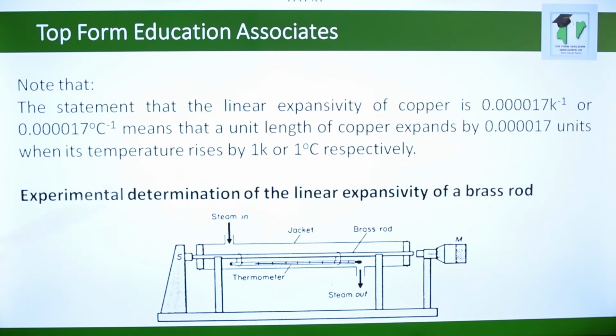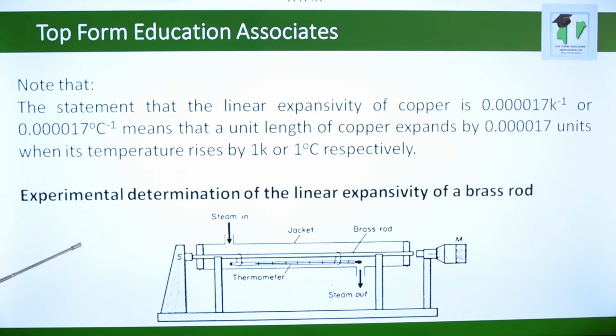So sometimes they may ask you, what does it mean by the statement that the linear expansivity of copper is this? It means that a unit length of copper expands by this value, this unit, when a temperature of 1 Kelvin or 1 degree Celsius is added to it. You understand the point? So we have this noted.